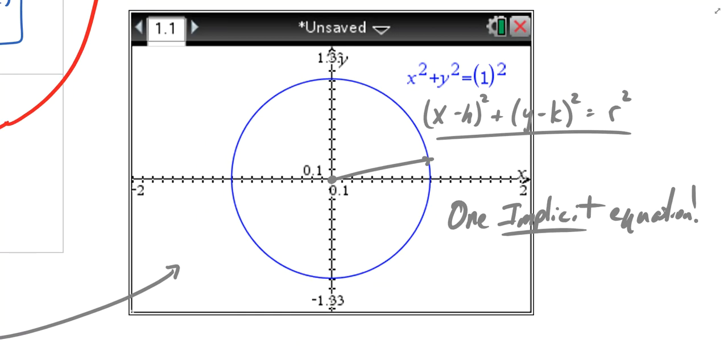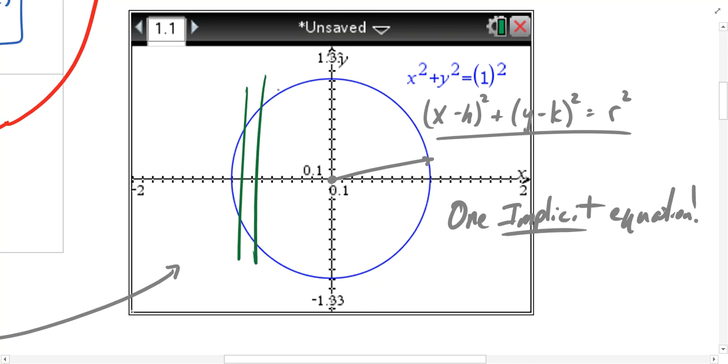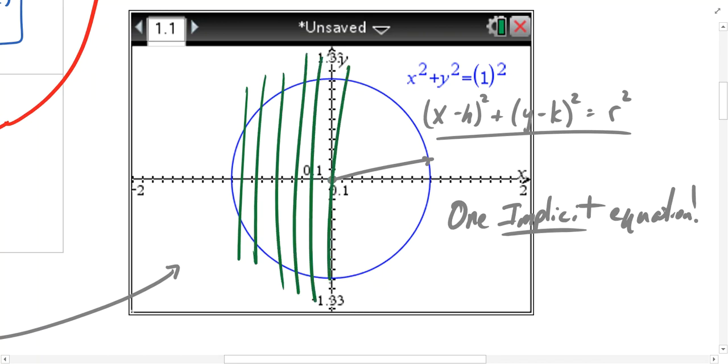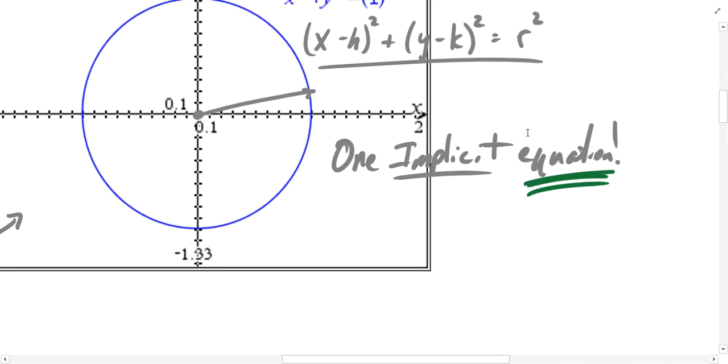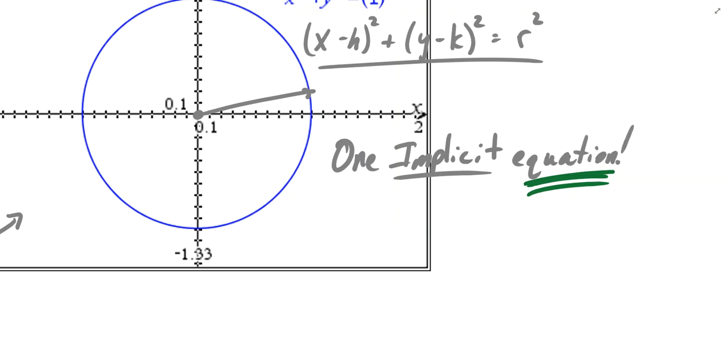Now, one thing we've got to be careful of, and I think I've already made the mistake in this video, is I've called this an implicit function, and it's not a function. Remember, this image fails the vertical line test. This graph fails the vertical line test. So we can't say that this is a function. It must be identified as an equation or relationship. It is not a function. And if my handwriting's a little sloppy, let me clarify that. One implicit equation. There we go. That's a little bit easier to read.